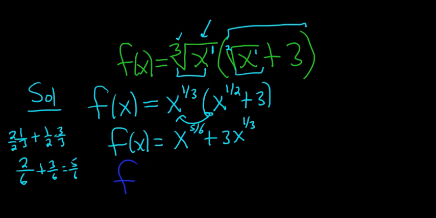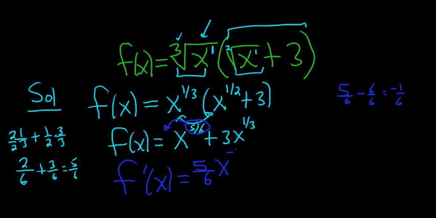So f prime of x, so we'll use the power rule, we'll put the 5/6 in the front, so 5 over 6, and then x, and then we take 5/6 and we subtract 1. So it's 5/6 minus 6/6, which is negative 1/6. Negative 1/6. Here we bring down the 1/3.